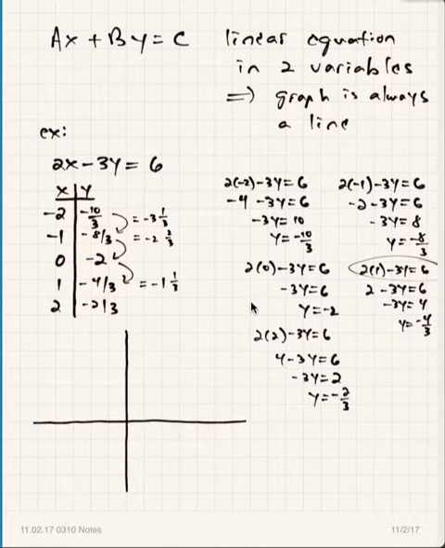So you have negative 2 and negative 3 1/3. Down here, I'm going to put this in a different color. Negative 1, negative 2 2/3. Negative 1 and negative 2 2/3, about right here.